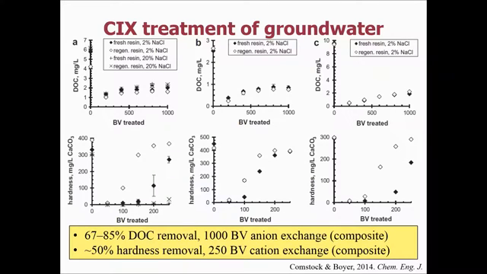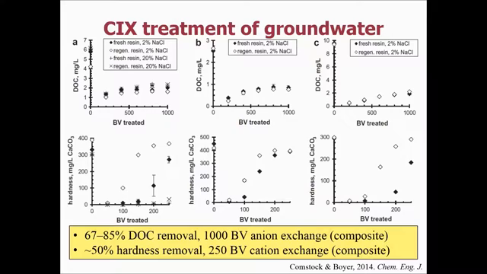So here are the results, a lot of results here, so let me walk you through them. Along the upper subplots are all DOC concentration, and the lower subplots here are all hardness concentration. The x-axis in all of these is the bed volumes treated, and so the data symbols correspond to each increment of bed volumes treated.